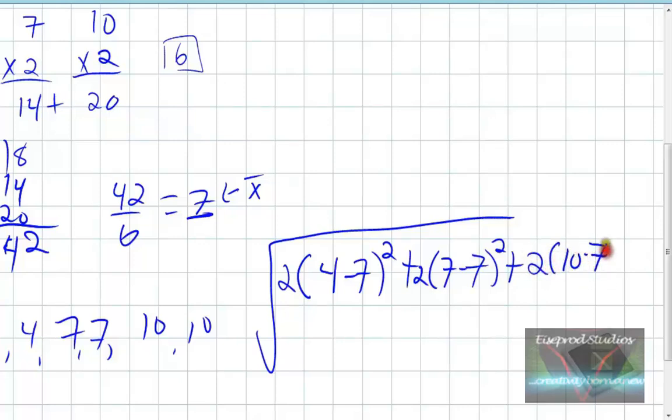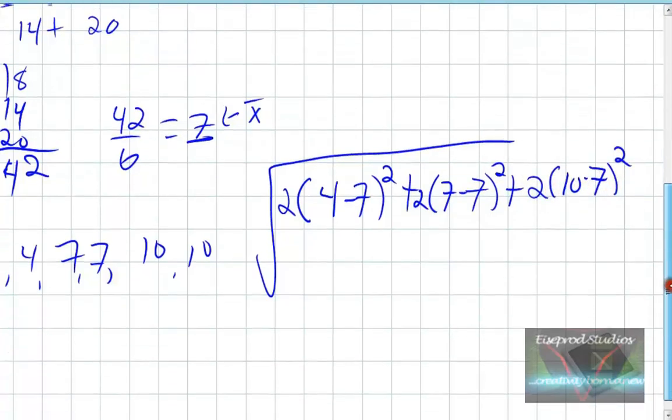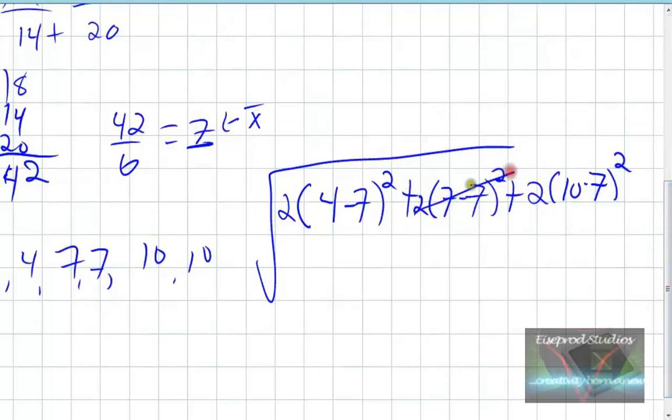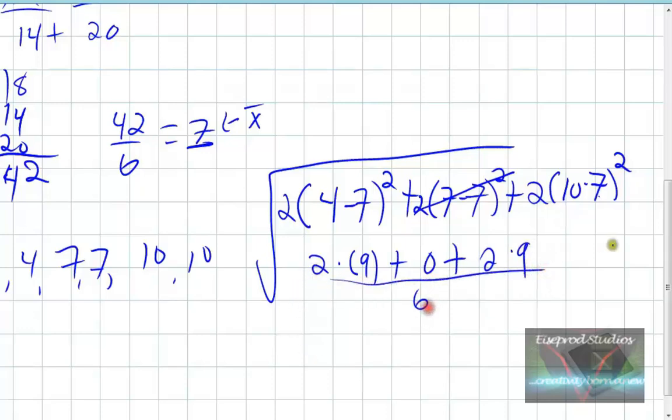10 minus 7 squared. So this is going to simplify to 0. This will be 2 times negative 3 squared will be 9 plus 0. 10 minus 7 will be 3, squared will be 9, and then it will be times 2. And don't forget that this is all being divided by 6.